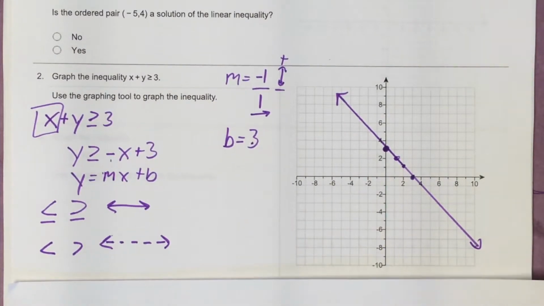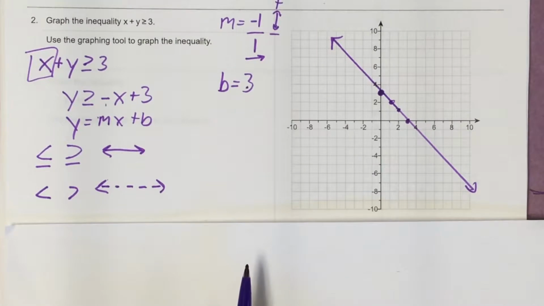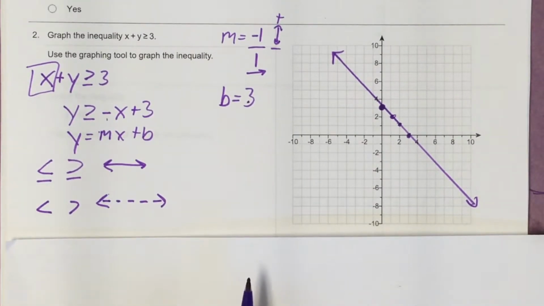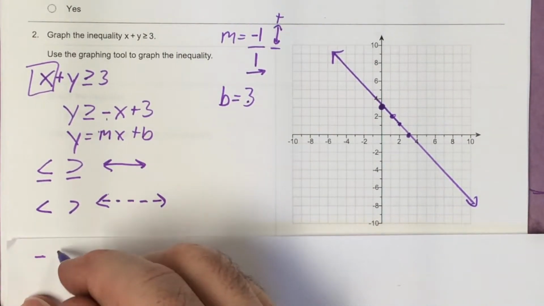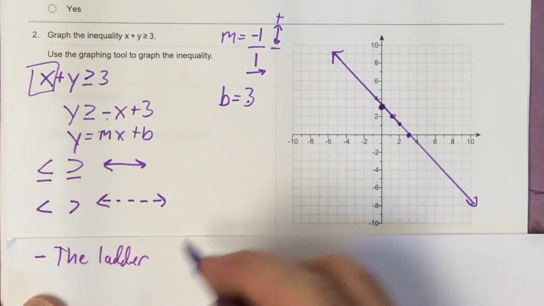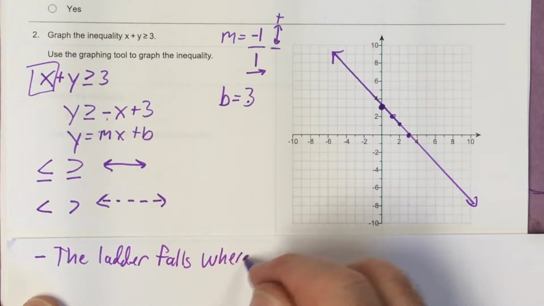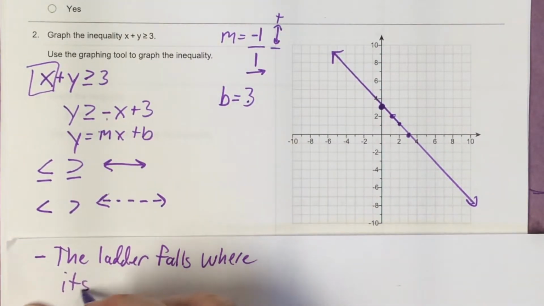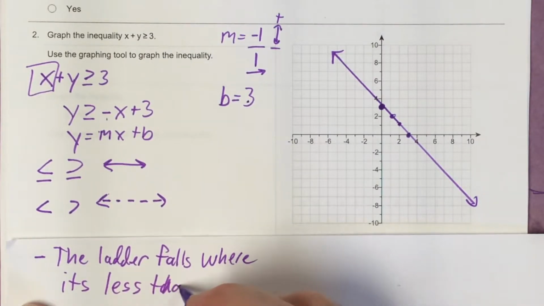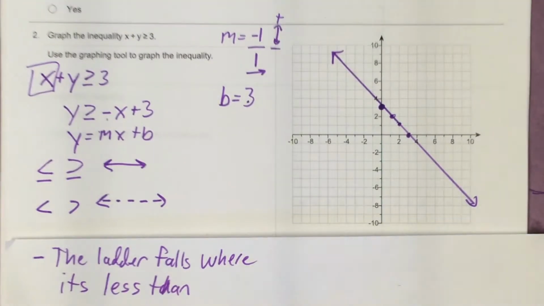and I'm going to write it in the following way. So I'm going to create a little extra space here to write that rule and bring this work up a little bit, making sure you can still see the work here. So here's the rule. The letter falls where it's less than. Okay? The letter falls where it's less than.